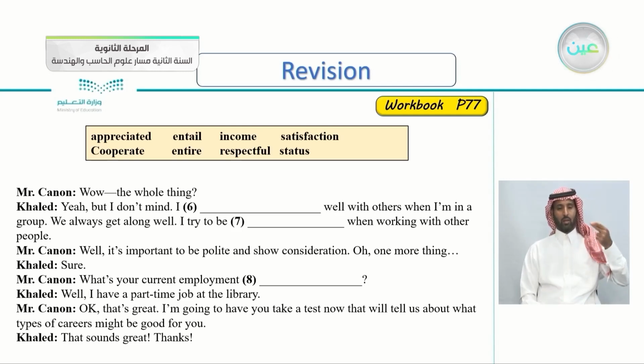Khalid replied, yeah, but I don't mind. I will with others when I'm in a group. So, yeah, but I don't mind. I will with others when I'm in a group. So number 6 is what? I will... What does he do well with others? Yes, of course, this is an easy one. I cooperate. I work well with others. So I cooperate well with others when I'm in a group. We always get along well.